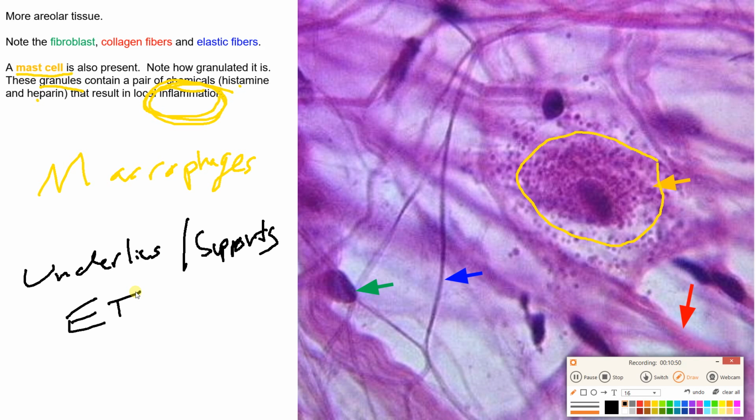And what can happen to linings that are exposed to external environments? They can get damaged. If there's damage, well, I'm going to need macrophages to eat up any invaders and debris. I'm going to need mast cells to initiate inflammation. And to prevent damage, I'm going to want collagen fibers for strength, and elastic fibers so the tissue can be deformed, can be squished, and it can regain its original shape.